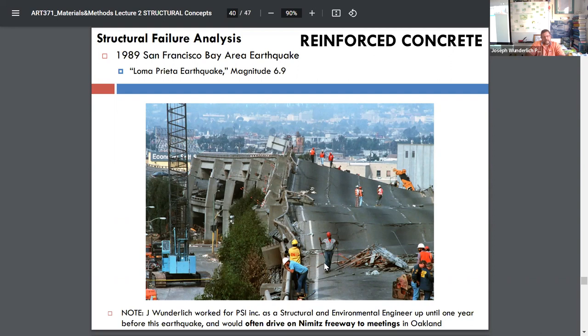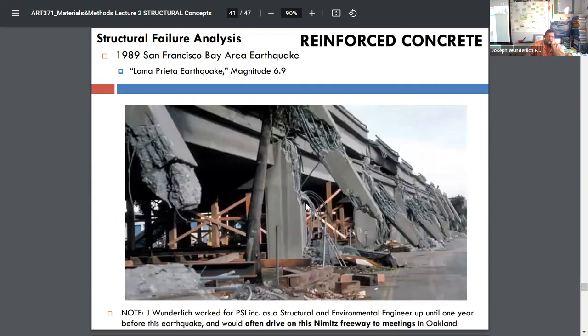But I occasionally have meetings in Oakland, the Bay Area Rapid Transit. There's an underground subway system that goes under the bay and everything. There were specifications, structure specifications in that. And this, luckily, I wasn't here. We had moved away, but there's approximately 60 people killed here when the top deck fell on the bottom deck. And here you can see what happened.